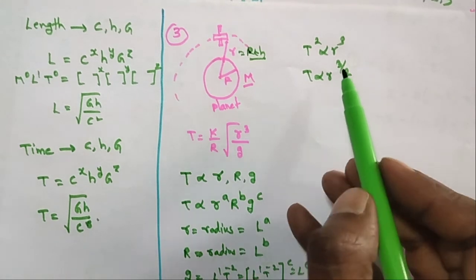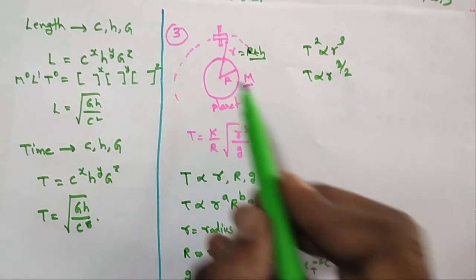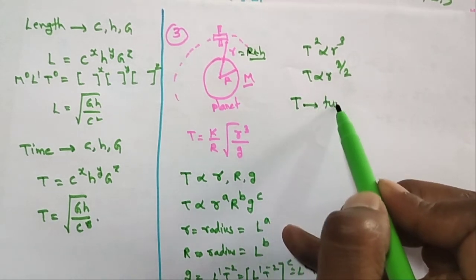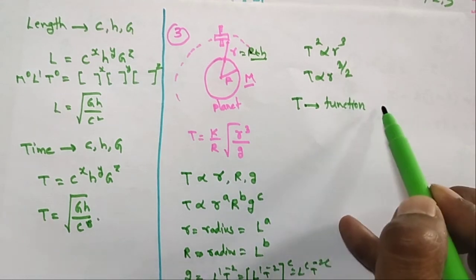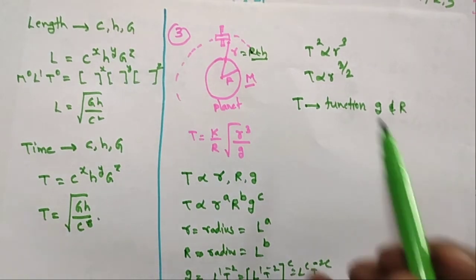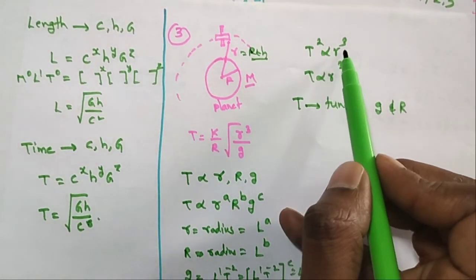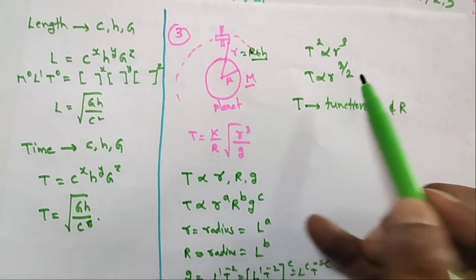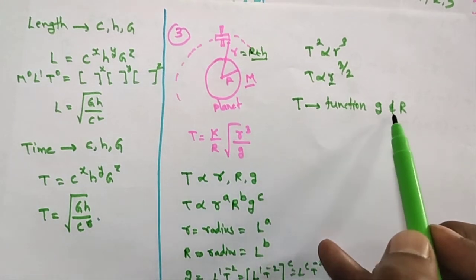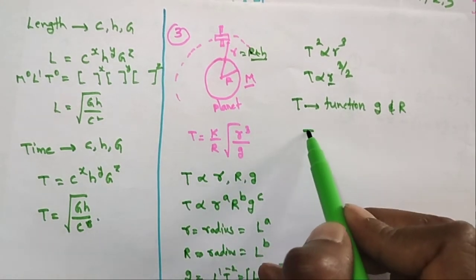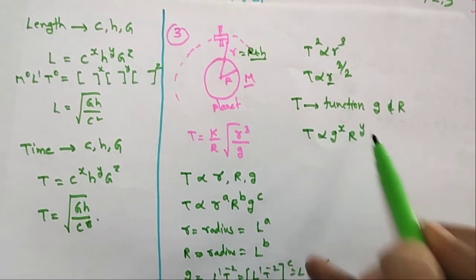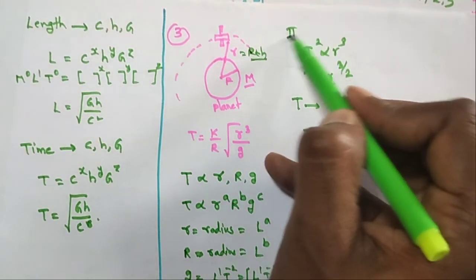This is a constant, according to Kepler's laws. But the time period of the satellite is a function of only two values, that is small g and capital R. Generally, according to Kepler, t square is proportional to r cube, t is proportional to r power 3 by 2. So this small r I am taking as a constant value, and t is a function of small g and R. In this case you can write t is proportional to g power x, R power y. So this is another method, right?